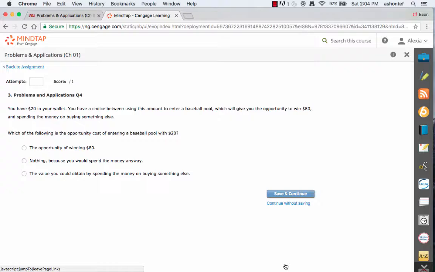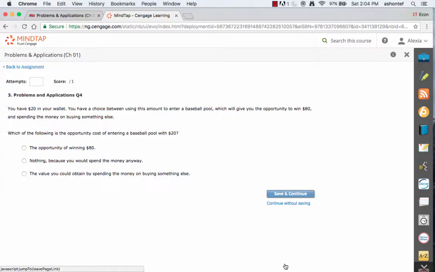That's number 1. Then the second part of this says you have a choice. So the 2 choices you have are as follows. You can take the $20 and go into a baseball pool, and you might win $80. Okay, it's might. It doesn't say you will win it, it says you might win it. Or you can spend the money on buying something else.